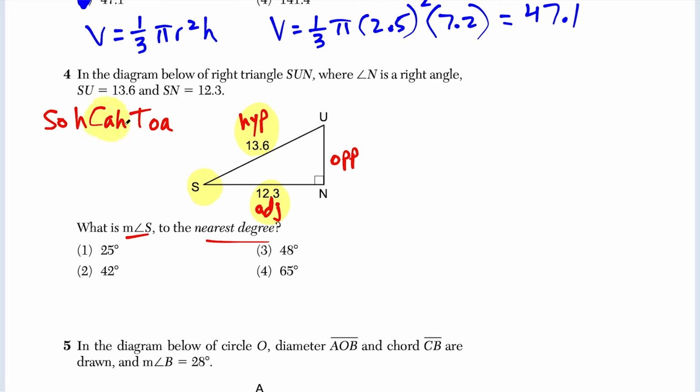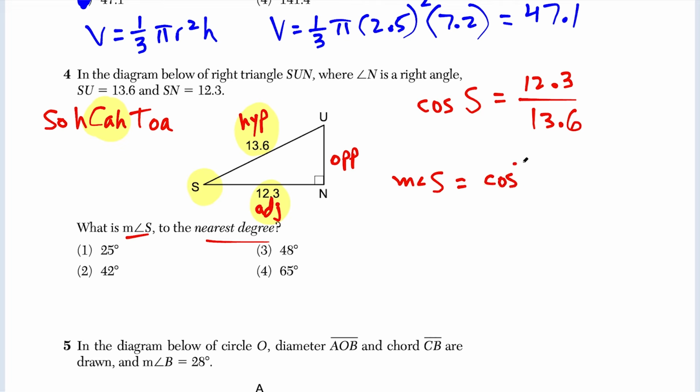So when you hear the phrase adjacent hypotenuse, that should make you think of cosine, because cosine, the CAH in SOHCAHTOA, means cosine of one of these acute angles in a right triangle is the ratio of the side adjacent to the hypotenuse. So then that allows us to say cosine of the angle S is equal to the side adjacent, 12.3 units long, over the hypotenuse, 13.6. So now to solve for the measure of angle S, we just have to think about what is the opposite of cosine, and that would be the cosine inverse function. So we take cosine inverse of this ratio of 12.3 over 13.6, and then we just type this in.